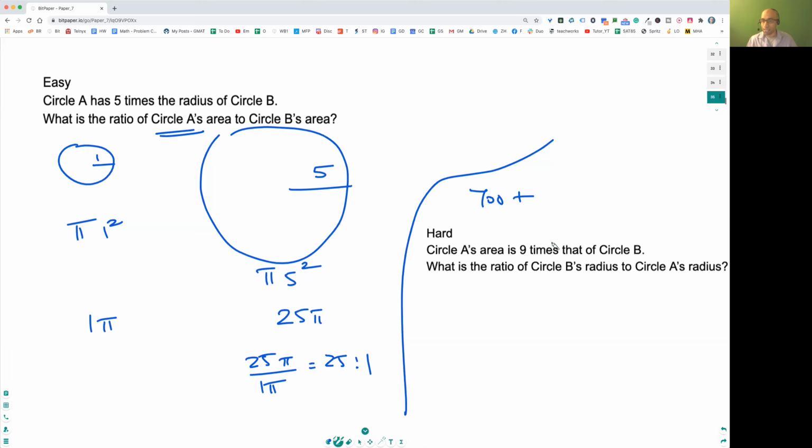And now what is this? Okay, this one is a harder problem, but you're right. The people who got it, circle A's area is 9 times that of circle B. So basically, circle B is 1 and circle A's area is 9. So the ratio is going to be 1 to 3. Okay, so that's the answer.